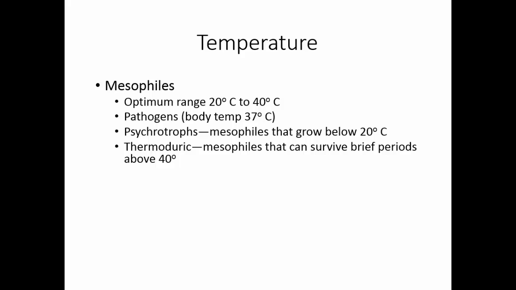Thermoduric organisms are mesophiles that can survive brief periods above 40 degrees centigrade. These organisms sometimes are also involved in food poisoning because with the microwave oven, we frequently don't heat food high enough to destroy some of the toxins produced by microorganisms.